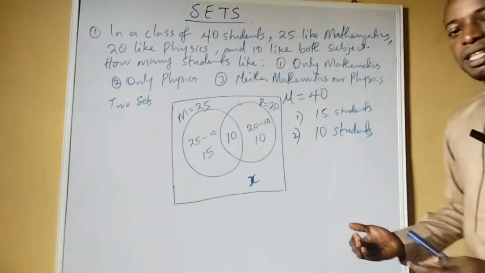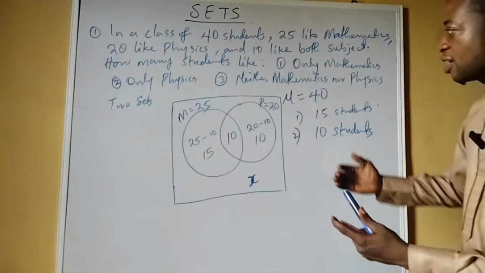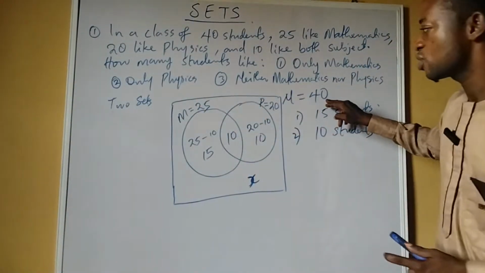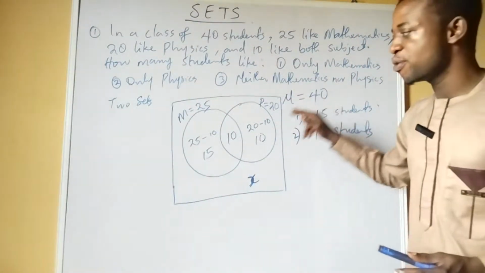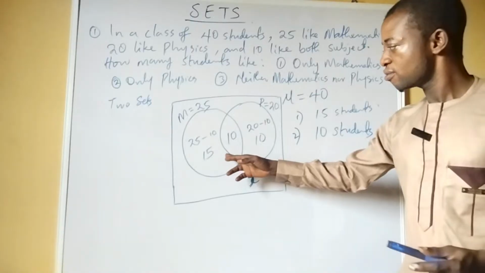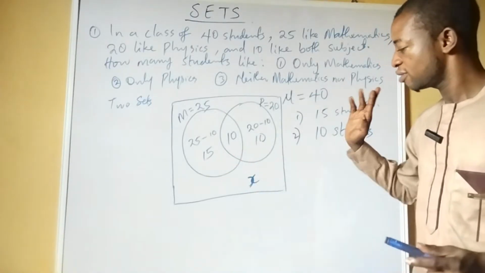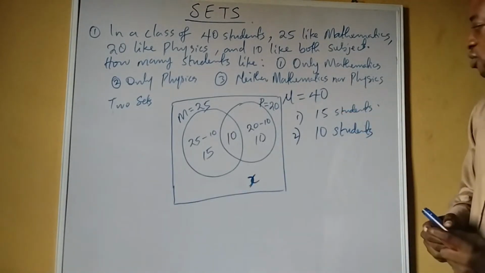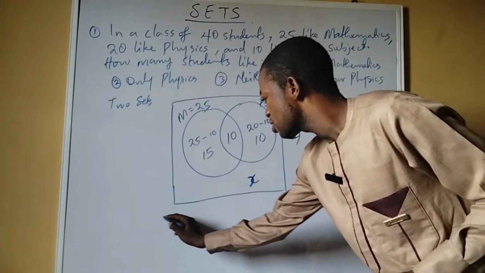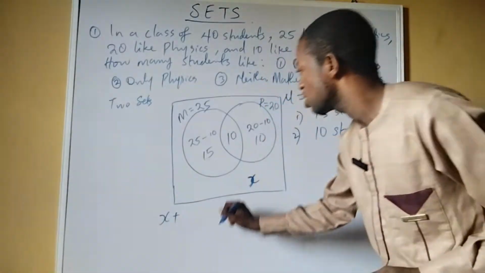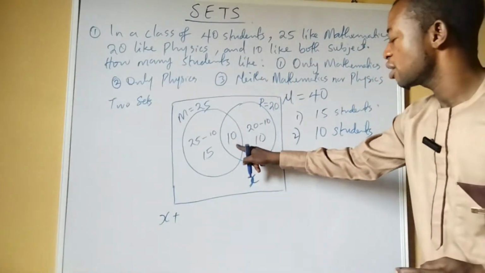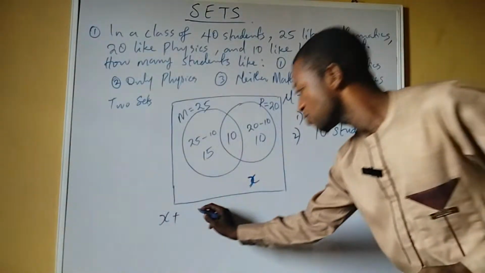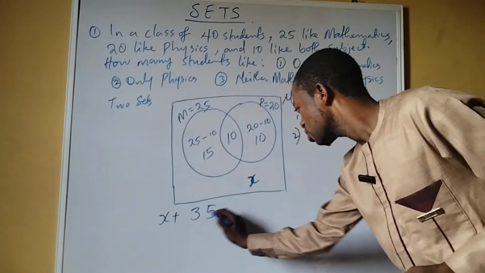And how do we get that? Very easy. Everything inside this box should add up to 40. And before we have 15, 10, 10 plus X should be equal to what? 40. So X plus 15 plus 10 plus 10: 10 plus 10 is 20, 20 plus 15 is 35. That's 35 plus X equals 40.